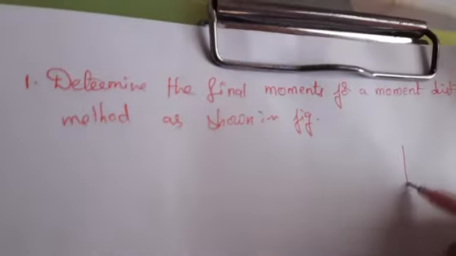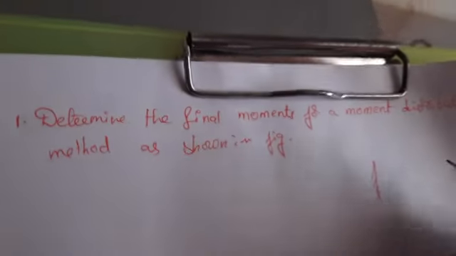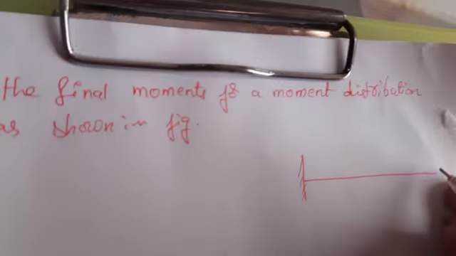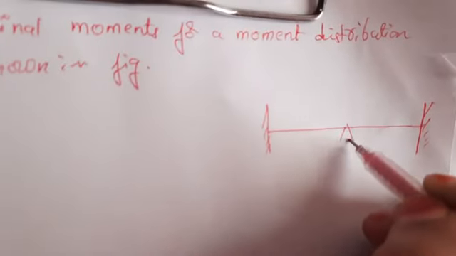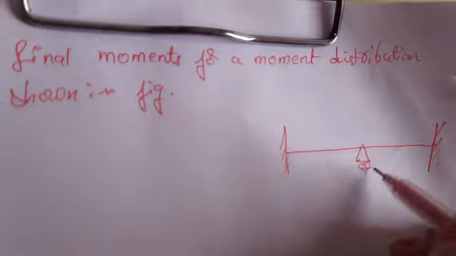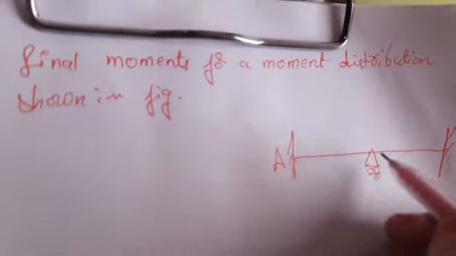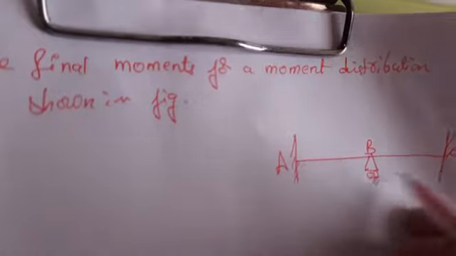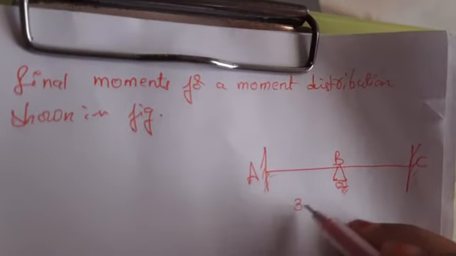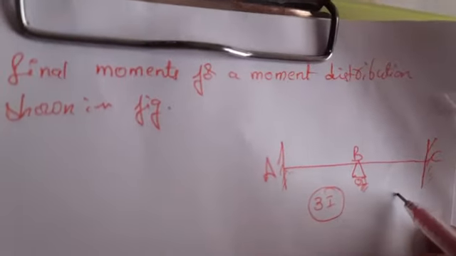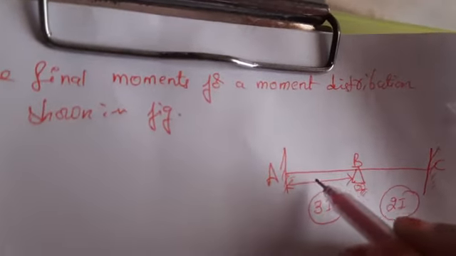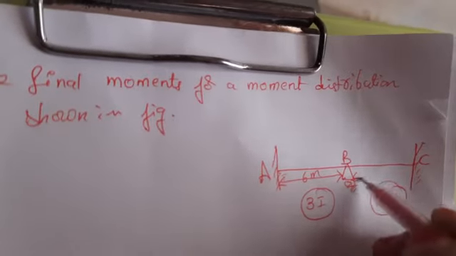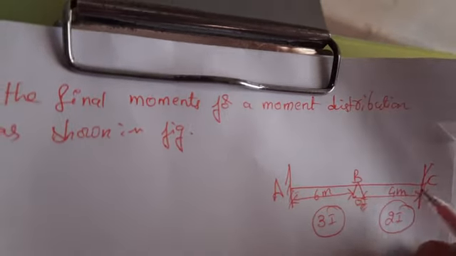Here you can observe A is fixed and there is a continuous beam. C is also fixed and then B is there. This B is the roller support. A, B, C is the continuous beam. AB has 3 times the moment of inertia, BC has 2 times the moment of inertia. The span from A to B is 6 meters, and B to C is 4 meters.